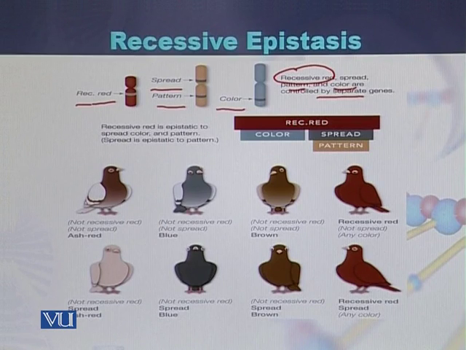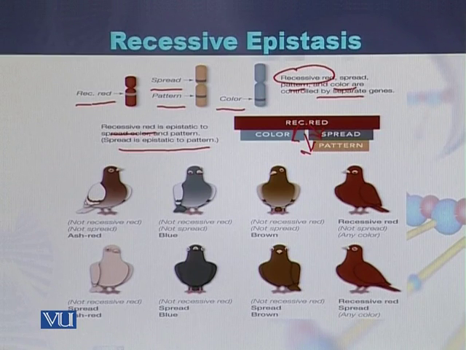Here it is also important to note that recessive red is epistatic to spread as well as pattern, while spread is epistatic to the pattern. So recessive red is epistatic to the spread as well as to the pattern, while spread is epistatic to the pattern. So here are some pigeons.